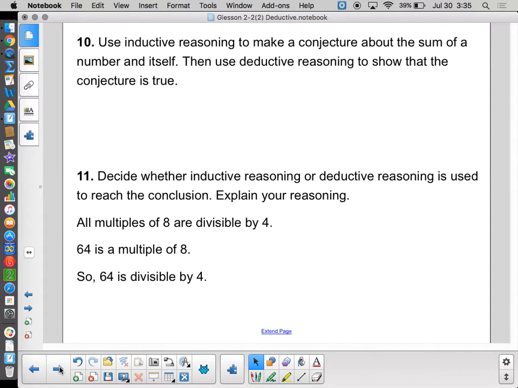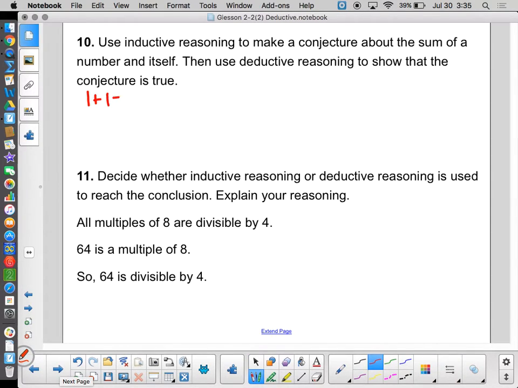Use inductive reasoning to make a conjecture about the sum of a number and itself, then deductive reasoning to show that it's true. This is a much more complicated thing. Okay? Inductive reasoning would be based on a pattern. So let's look at some patterns. 1 plus 1 equals 2. 2 plus 2 equals 4. 3 plus 3 equals 6. It would appear that the sum of a number and itself is always twice the number. That's inductive reasoning.